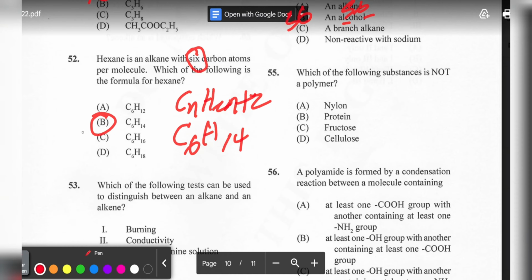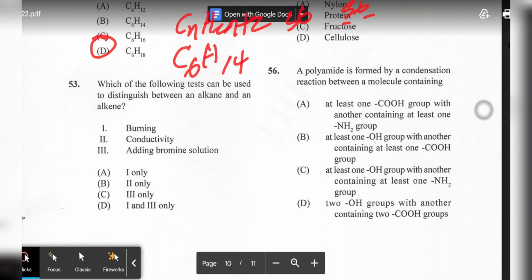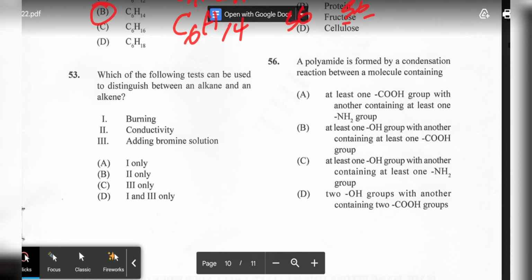53. We scroll down a little bit. Which of the following tests can be used to distinguish between an alkane and an alkene? So burning, yes, burning can be used because alkanes burn with a blue flame. Alkenes burn with a less blue flame, and it's kind of yellow, it's kind of sooty, meaning that it's orangish in nature, and it produces that black carbon, right? Conductivity, no. None of these things conduct in any case. So you can't use conductivity measurements to test for the difference.